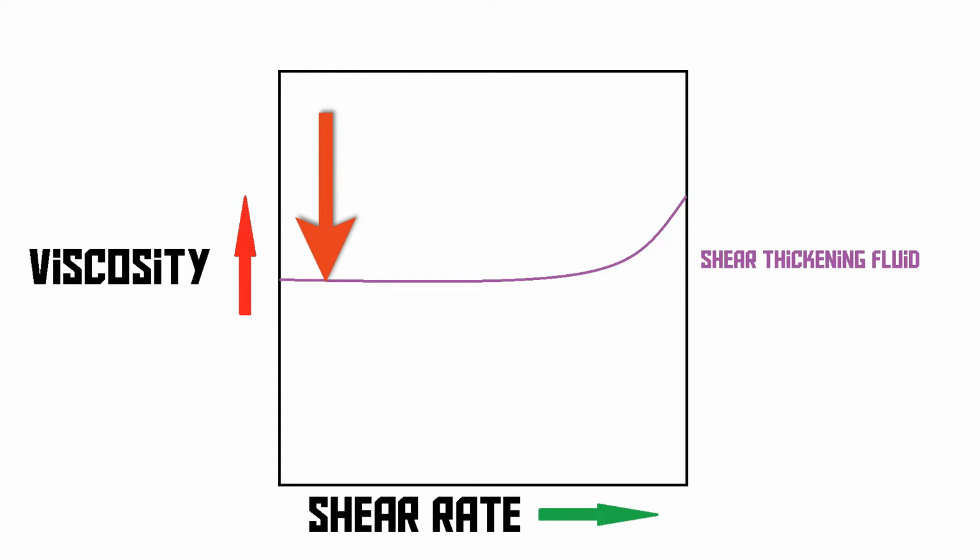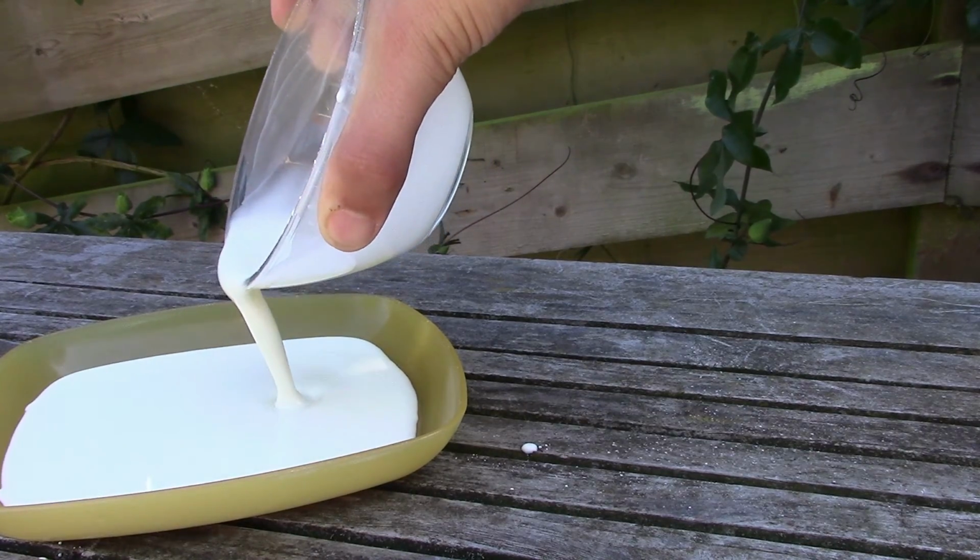Weird, isn't it? But that's it. Non-Newtonian fluids. They are really, really weird, but it's also very cool. And you can try this yourself, just buy some corn flour and mix it with water.